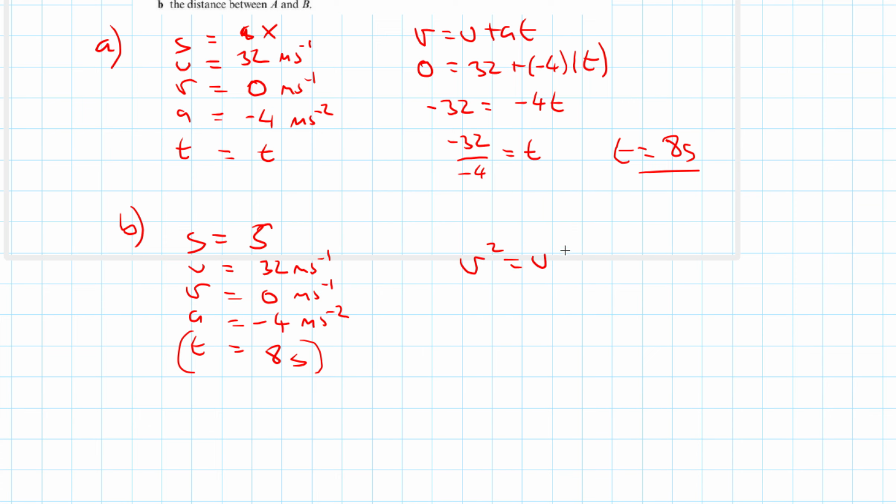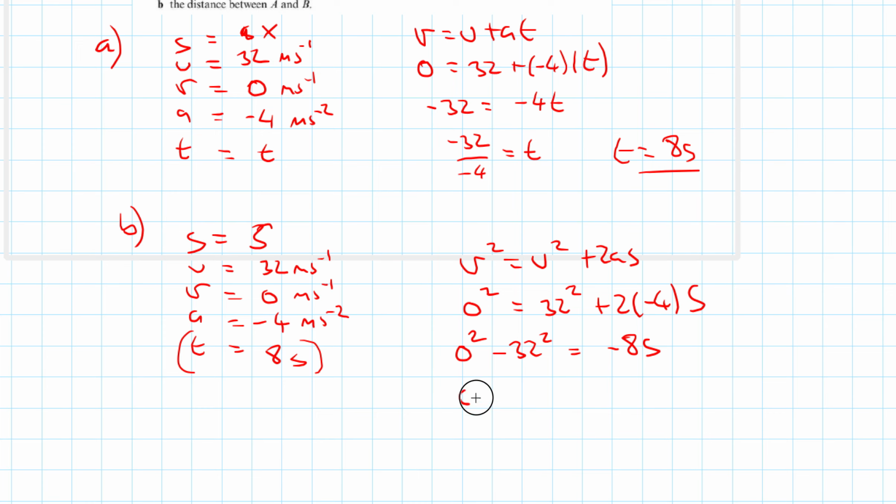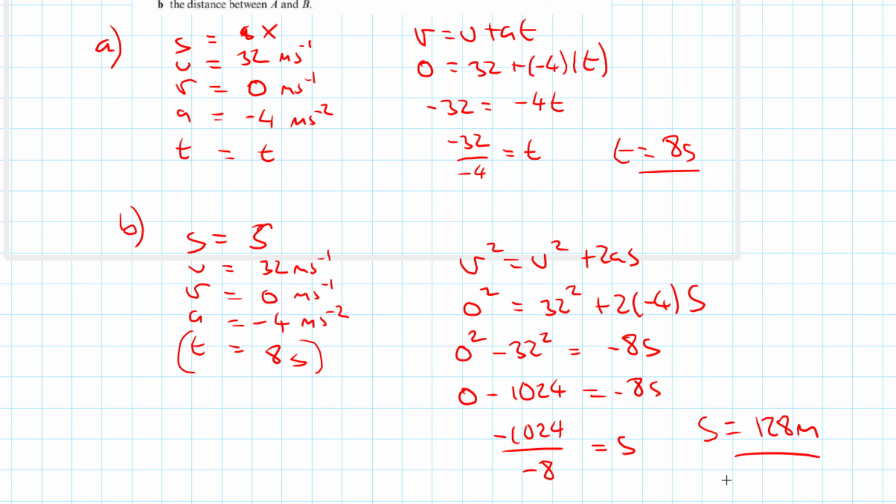So v squared equals u squared plus 2as. So from here it's 0 squared is equal to 32 squared plus 2 times minus 4s. And then from here we're going to say 0 squared minus 32 squared equals minus 8s. So 32 squared is going to be 0 minus 1024 equals minus 8s. So it's a minus 1024 divided by minus 8 is equal to s. And if we put that in, s is equal to 128 meters. And that's our final answer for part B.